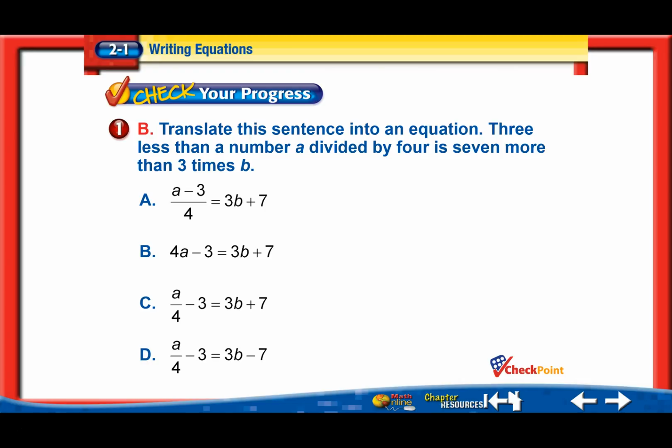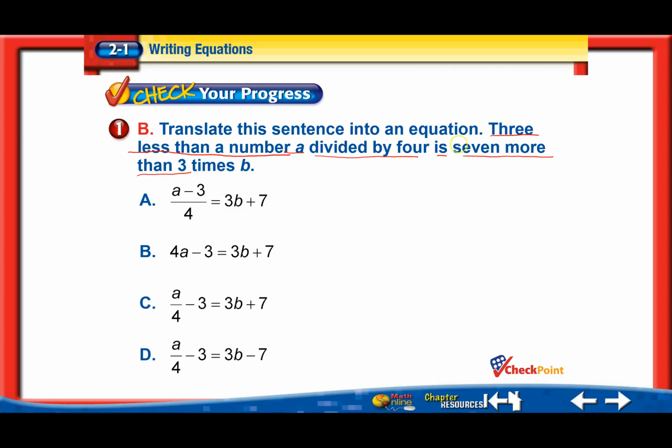All right, translate this sentence into an equation. 3 less than a number, A, divided by 4 is 7 more than 3 times B. All right, so let's underline them out. So 3 less than a number divided by 4 is 7 more than 3 times B.